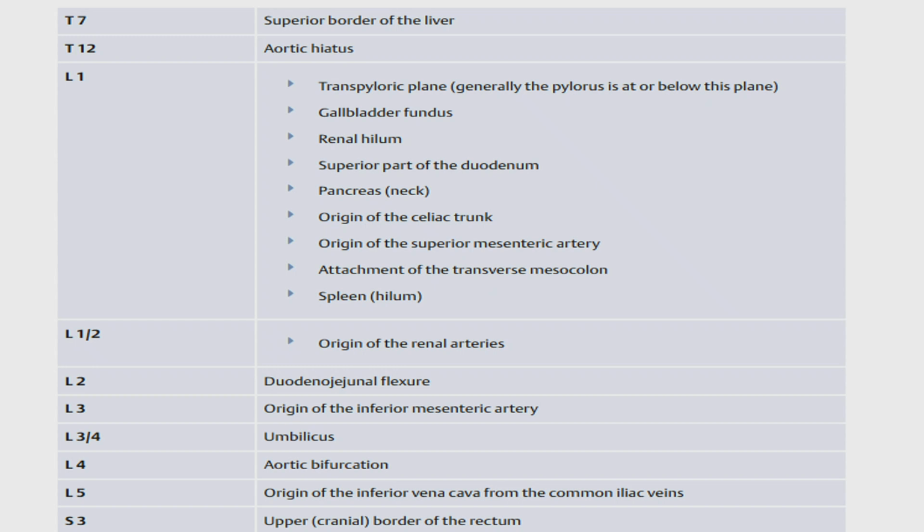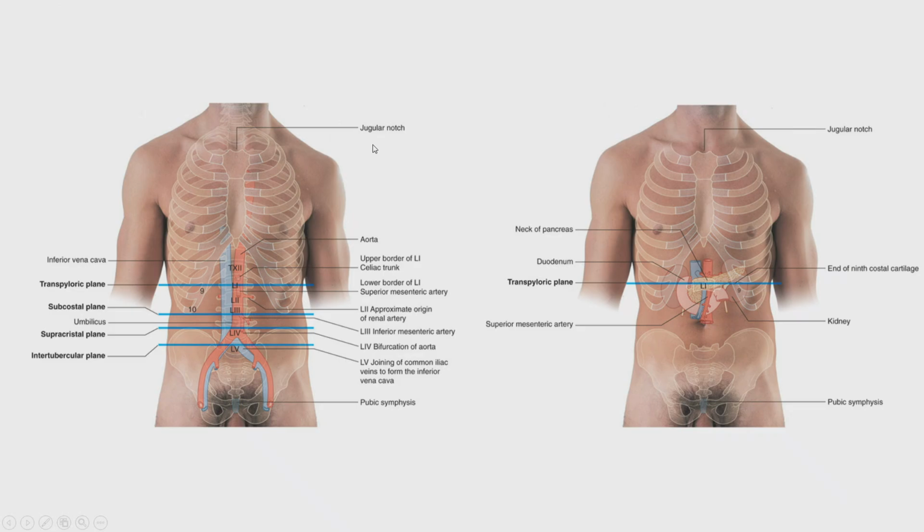This is again some skeletotopic landmarks to orient the important structures. For example, L1, we said, passes through the transpyloric plane, the gallbladder fundus and the renal hilum. And this is the pancreatic head, which is in the loop of the duodenum, or the duodenal window, located at the level of L2 below L1.